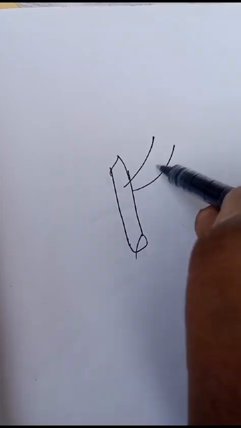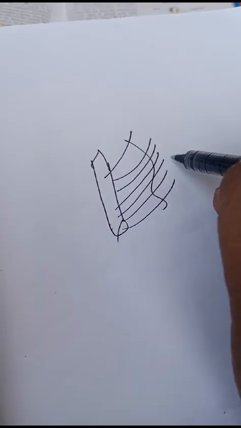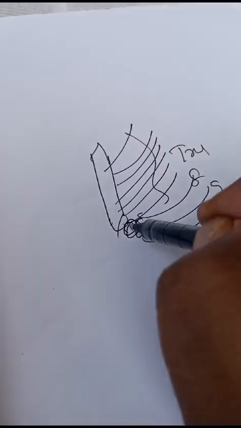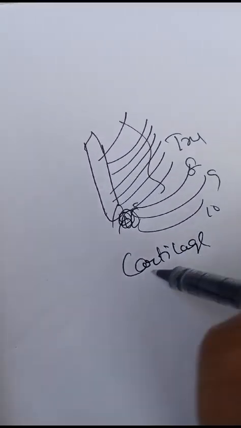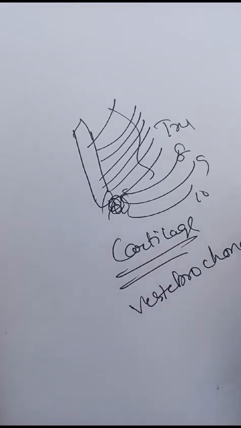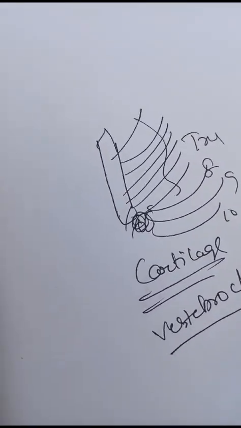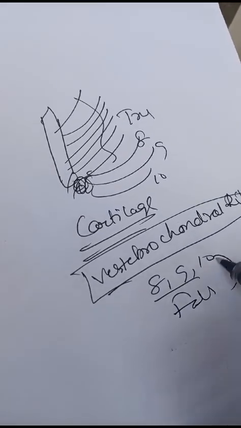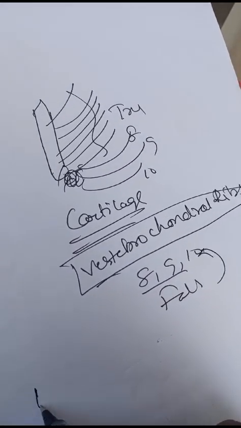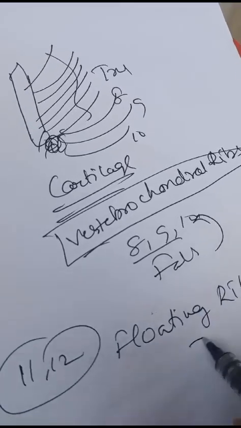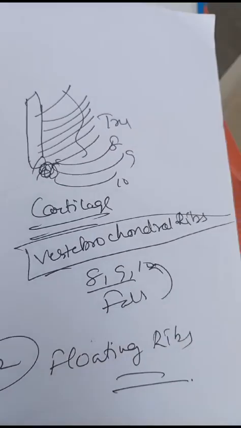Here this is sternum, and 1, 2, 3, 4, 5, 6, 7 are directly attached. These are called true ribs. The 8th, 9th, 10th are attached with the sternum with cartilage. They are called vertebrochondral ribs. False ribs are number 8th, 9th, 10th. The last 11th and 12th ribs are called floating ribs. This is all about the vertebral column.